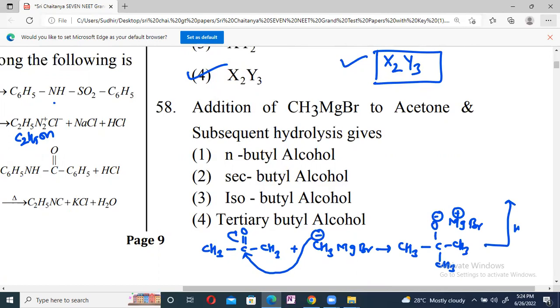They say it undergoes hydrolysis in acidic medium. So here I am getting CH3, C, CH3, CH3. But now the O negative will take H positive from here, and we got the alcohol. This alcohol is a tertiary butyl alcohol. Tertiary butyl alcohol. Right?